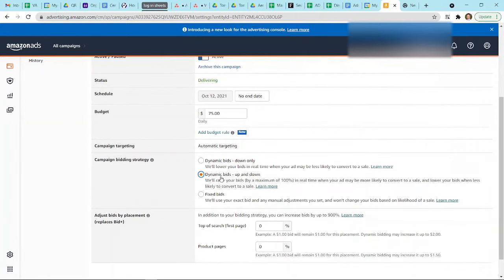The settings tab will also let you set your bidding strategies. I usually recommend dynamic up and down. What that means is that it will allow you to raise or lower your bid in real time based on Amazon's calculation of how likely you are to win the sale. If you were to be more conservative, you might go dynamic down only, which only allows Amazon to lower a bid to save you money, not raise a bid to potentially win you a target. I prefer dynamic up and down. Fixed bids are almost a no-go for any situation other than rare exceptions.